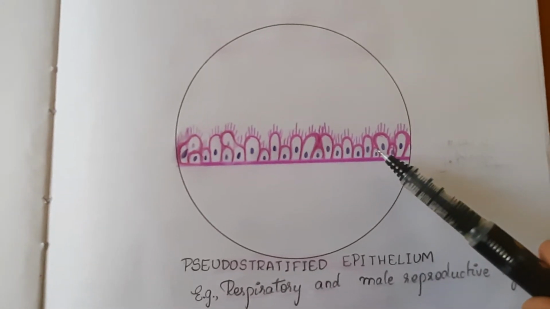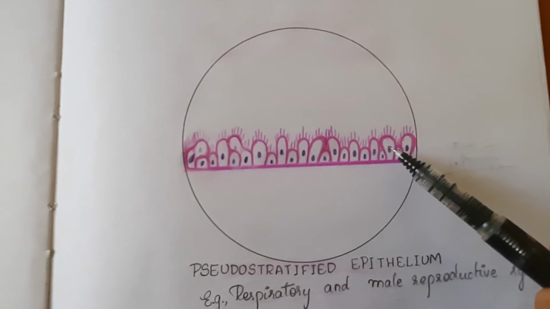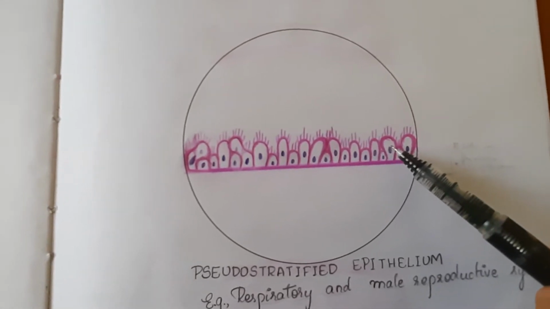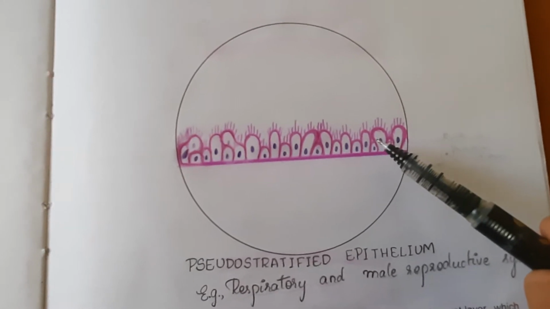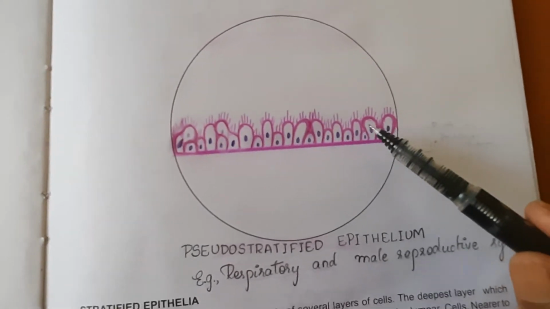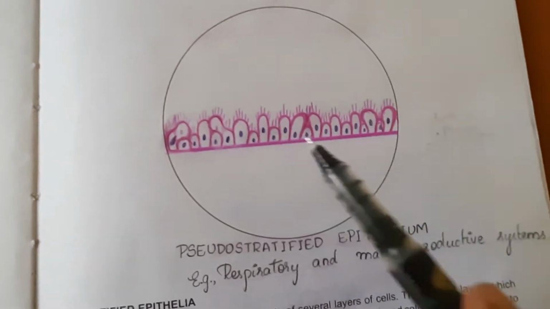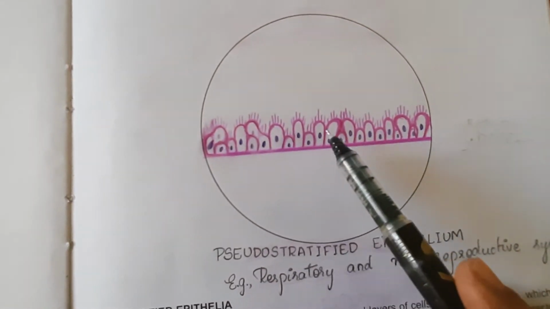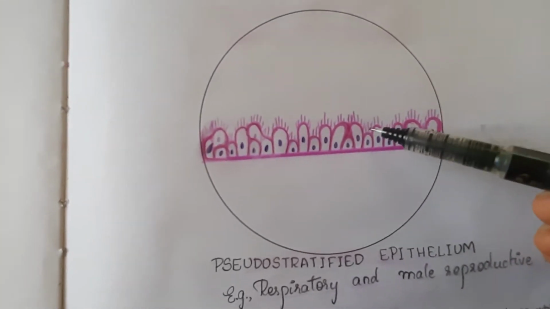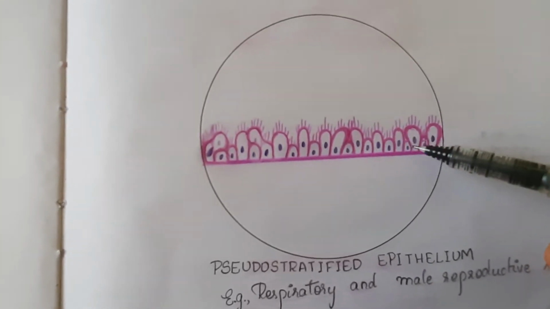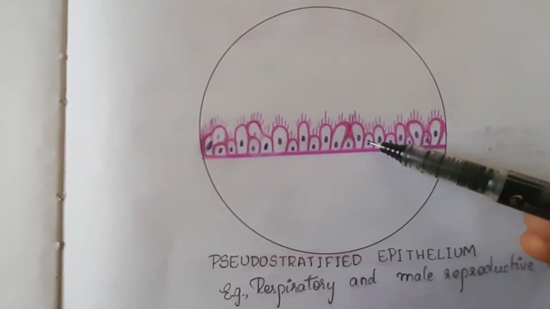Here you can find one more simple type. This is called a pseudo stratified epithelium. The name itself indicates it is pseudo stratified. It is not stratified but appears as stratified. It is actually a simple epithelium. Simple epithelium means what? Single layer. And here also all the cells are a single layer, but because of size differences, you can find a tall cell, a short cell, a tall cell, a short cell, a tall cell, and here a short cell.